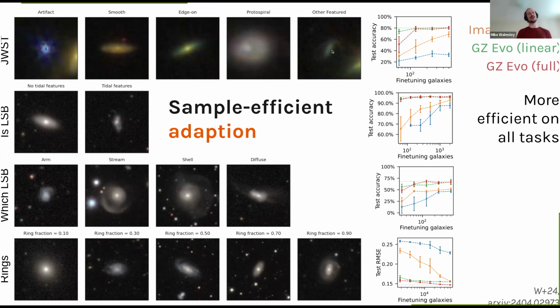GWST is classifying galaxies on the James Webb Space Telescope, launched a couple of years ago by NASA, a $10 billion, $15 billion telescope.